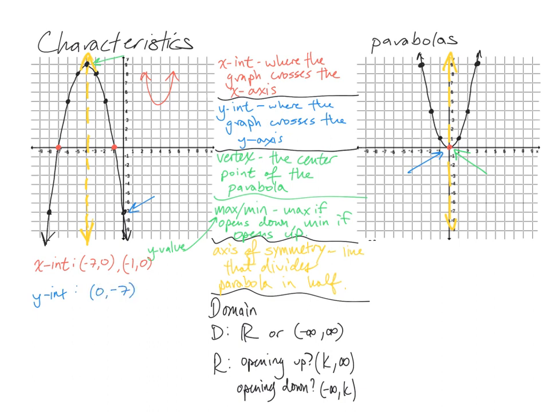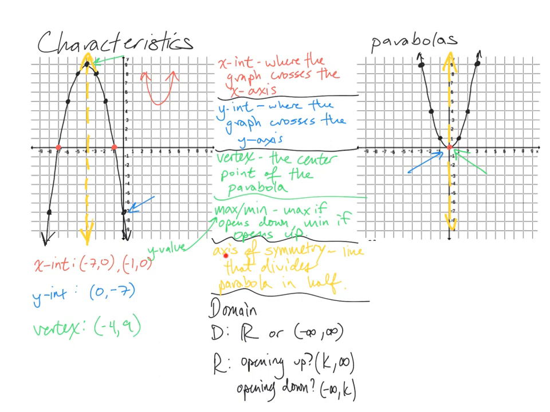All right. The vertex, as I mentioned earlier, is either the maximum or the minimum point, which is way up here. Again, it's the center point of the parabola. And so this is the vertex here. We just have to find the coordinates of this point. The x-coordinate is -4. The y-coordinate is 9. So the vertex here would be (-4, 9).